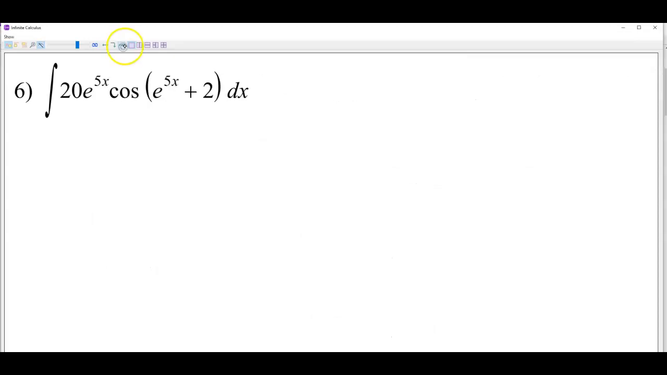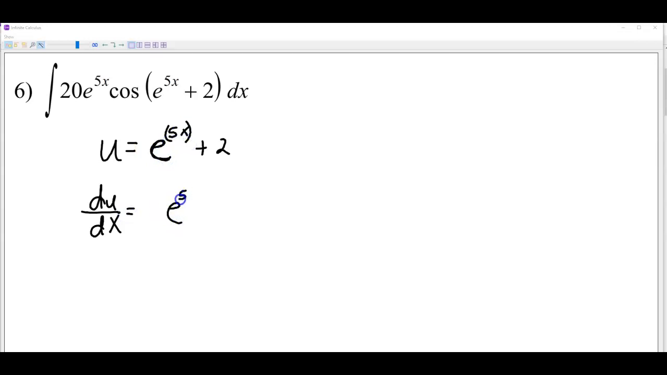Go ahead and take a look at number 6. One more trig integral. So we have u equal to e to the 5x plus 2. The derivative of the outside, the e function, is just the e function, multiplied by the derivative of the inside, which is 5, and the 2 just goes away because it's a constant. Getting the dx by itself, we have that.